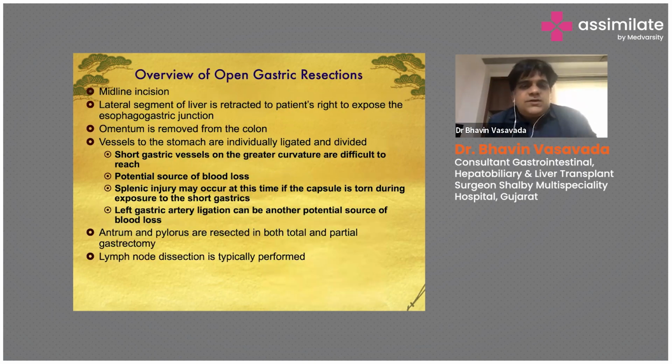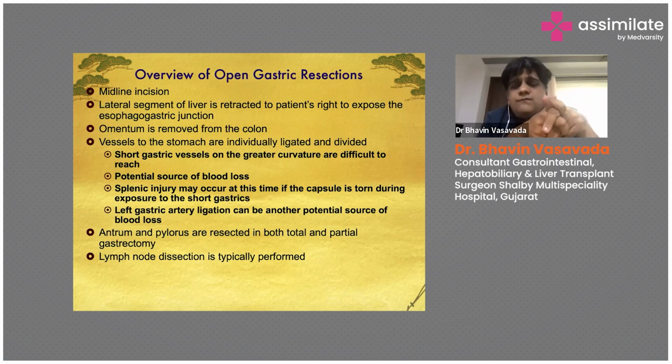So these are the steps. Generally, we put a midline incision, particularly in open surgery, and apart from the incision, the steps remain the same in laparoscopic, robotic, or open. First, the liver is retracted to open the right part of the stomach. First, the omentum is removed, because I will discuss it in a subsequent slide. Good lymph node clearance is the best way to offer long-term survival.